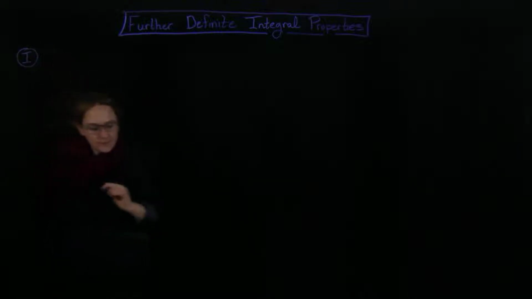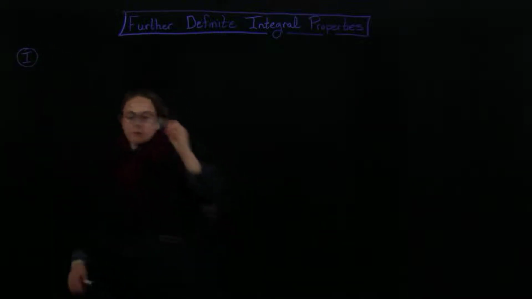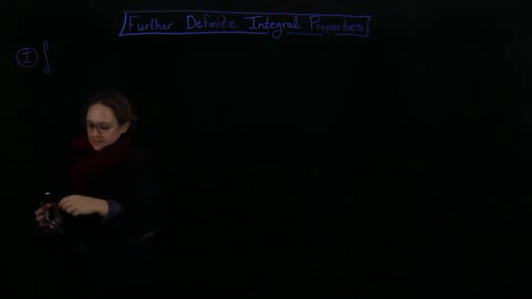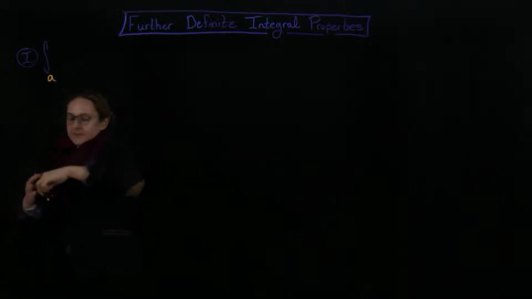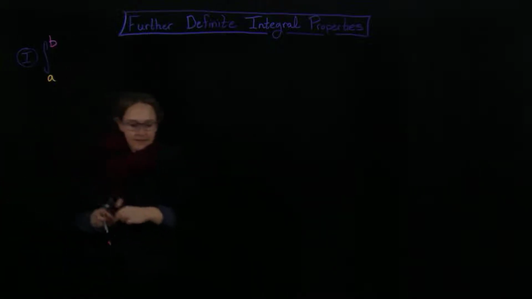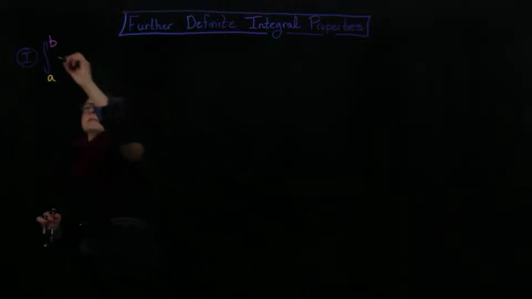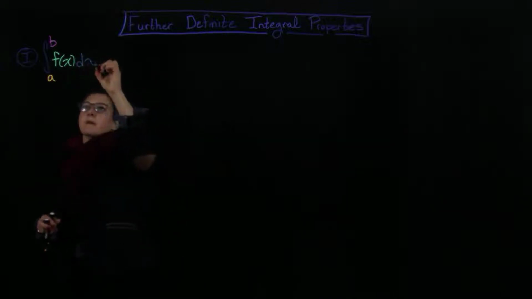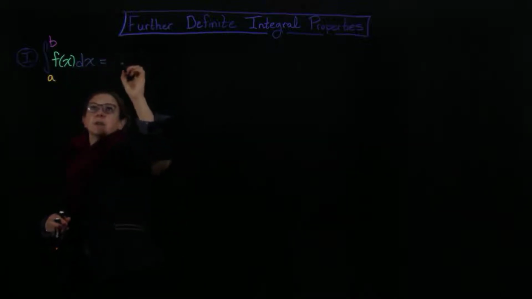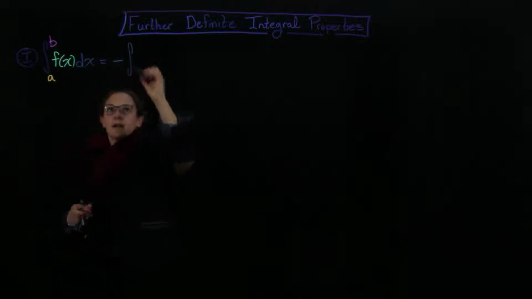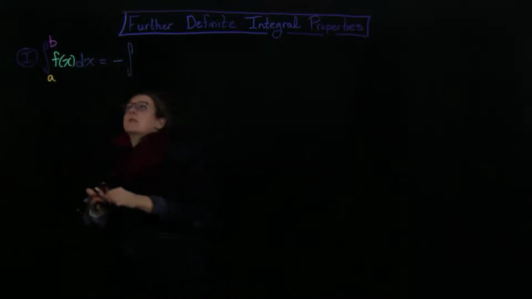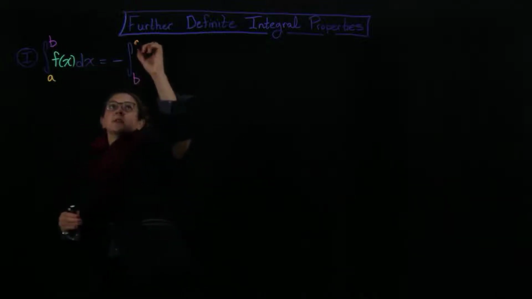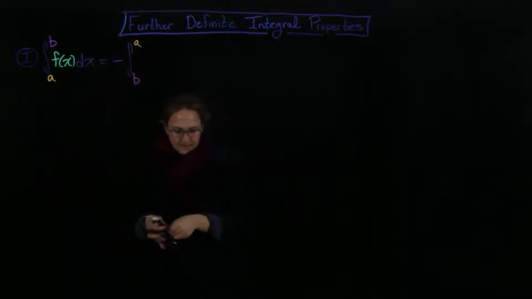So here's the first property. If I have the integral from a to b, actually let's do the bounds in different colors so that it's easier to see what I've done here. So I have the integral from a to b of f of x dx. What happens if I switch the bounds? Then I get a negative sign in front. That b was there, now it's here. That a was there, now it's here. And in that circumstance, I put a minus sign in front. So this is f of x dx.